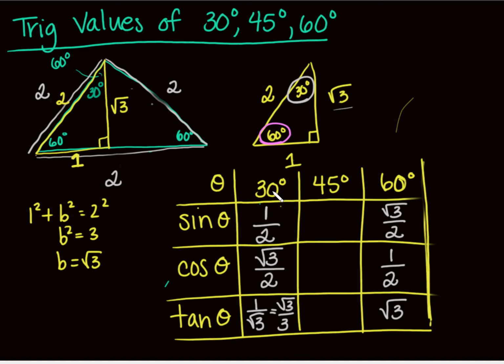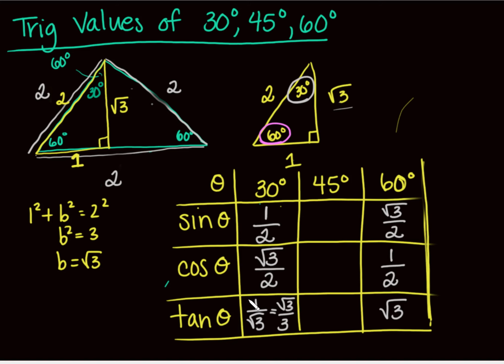Actually, when I remember these, really if I can just remember that the sine of 30 degrees is 1/2, I can figure out the other one. So if the sine of 30 degrees is 1/2, then the sine of 60 is the other one. If the sine of 30 degrees is 1/2, then the cosine of 30 is the other one, right?